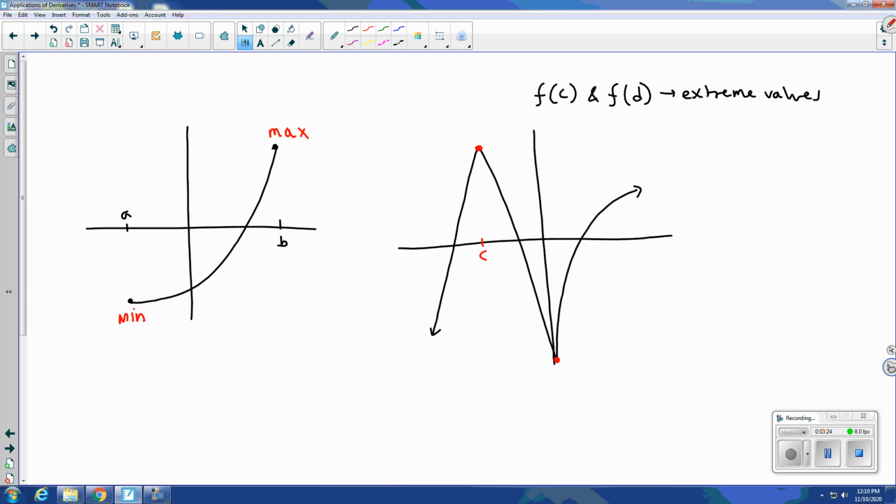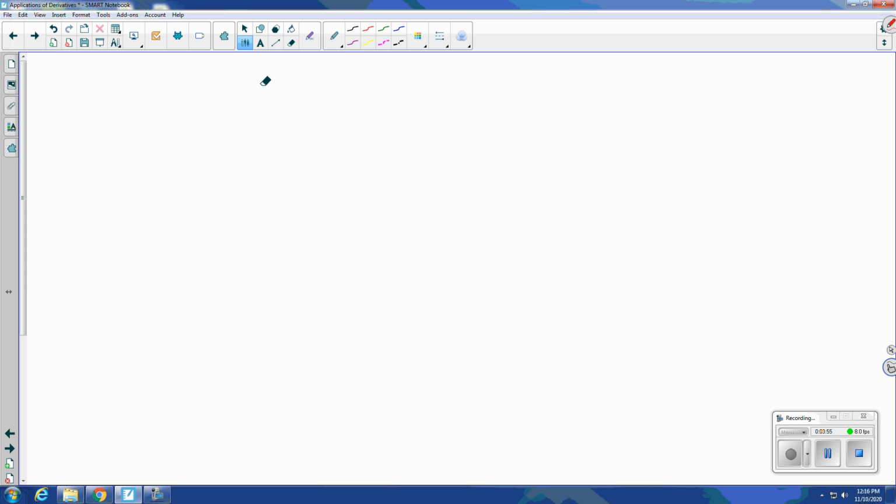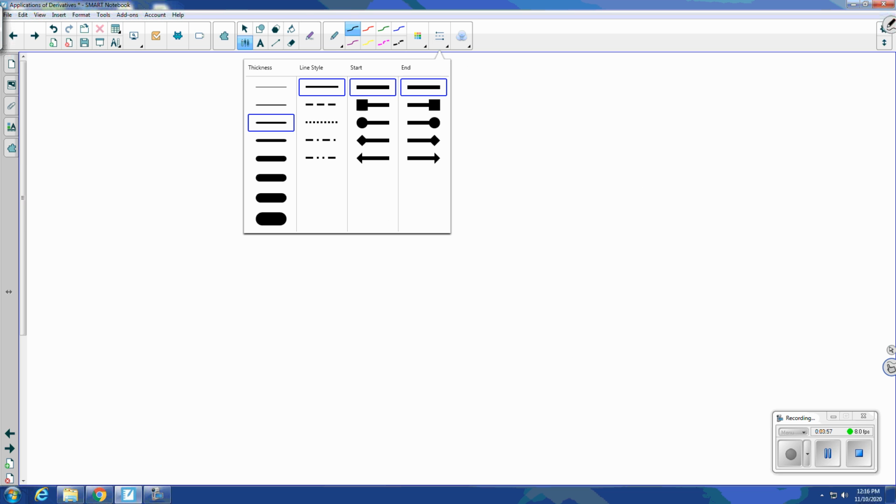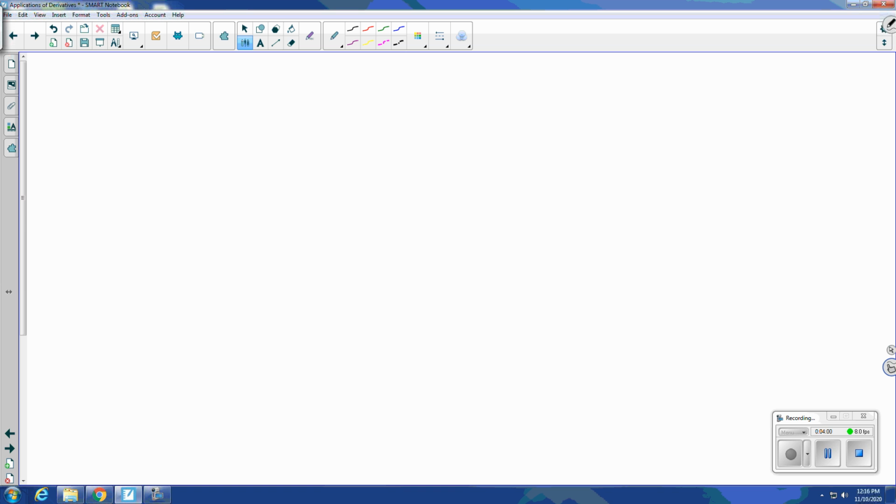So if this is c and this point is d, then we know that f prime of c does not exist, and here f prime of d does not exist as well. So that is something we should also consider when determining whether or not we have a max or min. Does our derivative exist at that point or not? Let's consider that for potential extreme values. So what we're going to do now is come up with things that must be true if we've identified an extreme value.